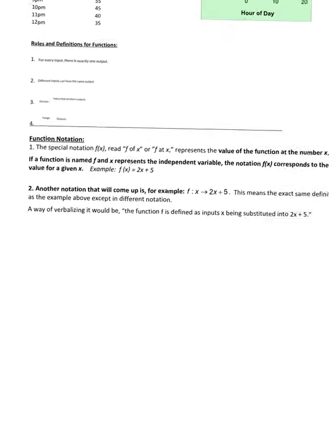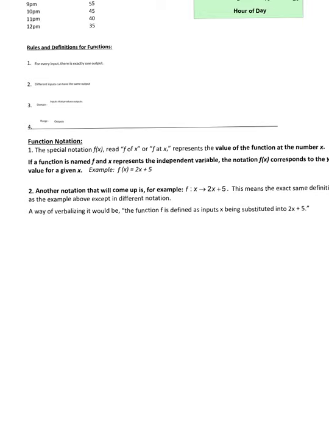Okay, now next we're going to look at function notation right here. There are two types of notation that we'll look at in terms of what the function in equation form will look like. But the special notation right here, f of x or f at x, is what we say. And what that means is the value of the function at the number x, where f of x is a variable in itself. In fact, it's the output. It's equal to y. So usually, like if we have y equals 2x plus 5, well, sorry, I wrote that poorly.